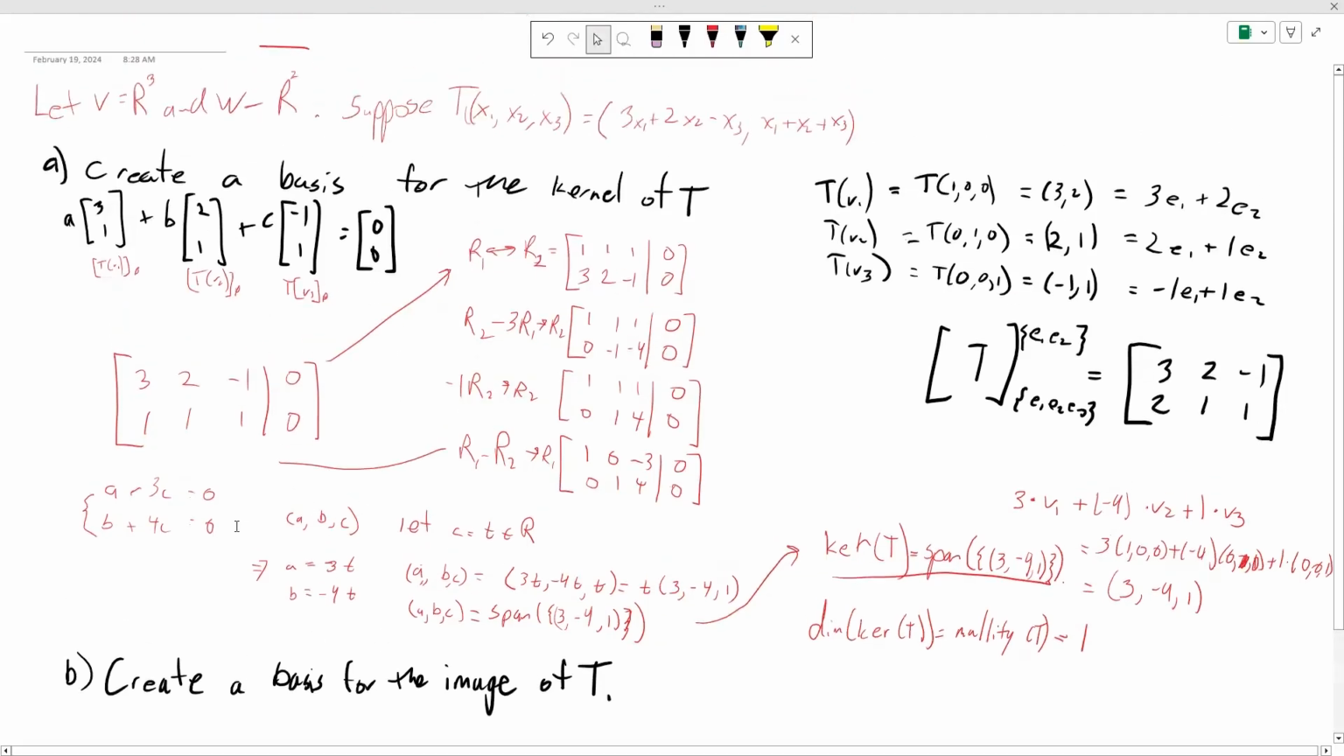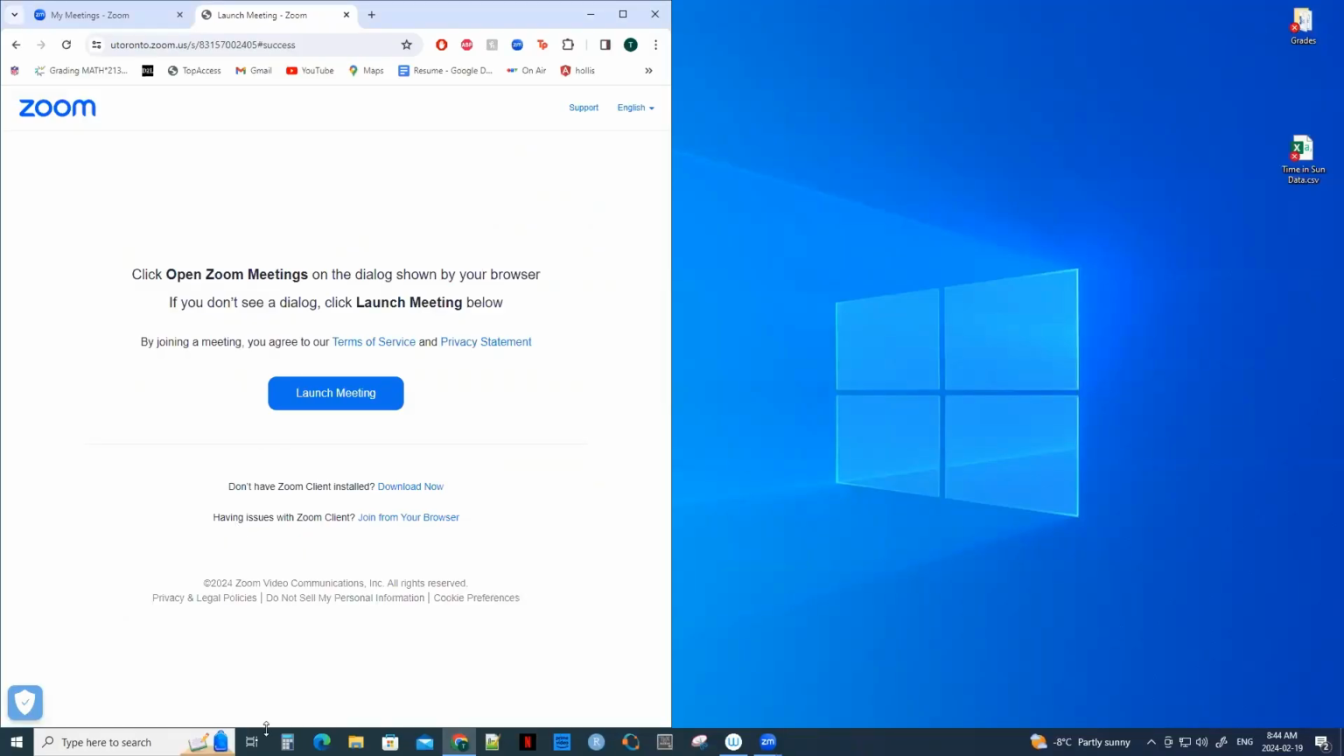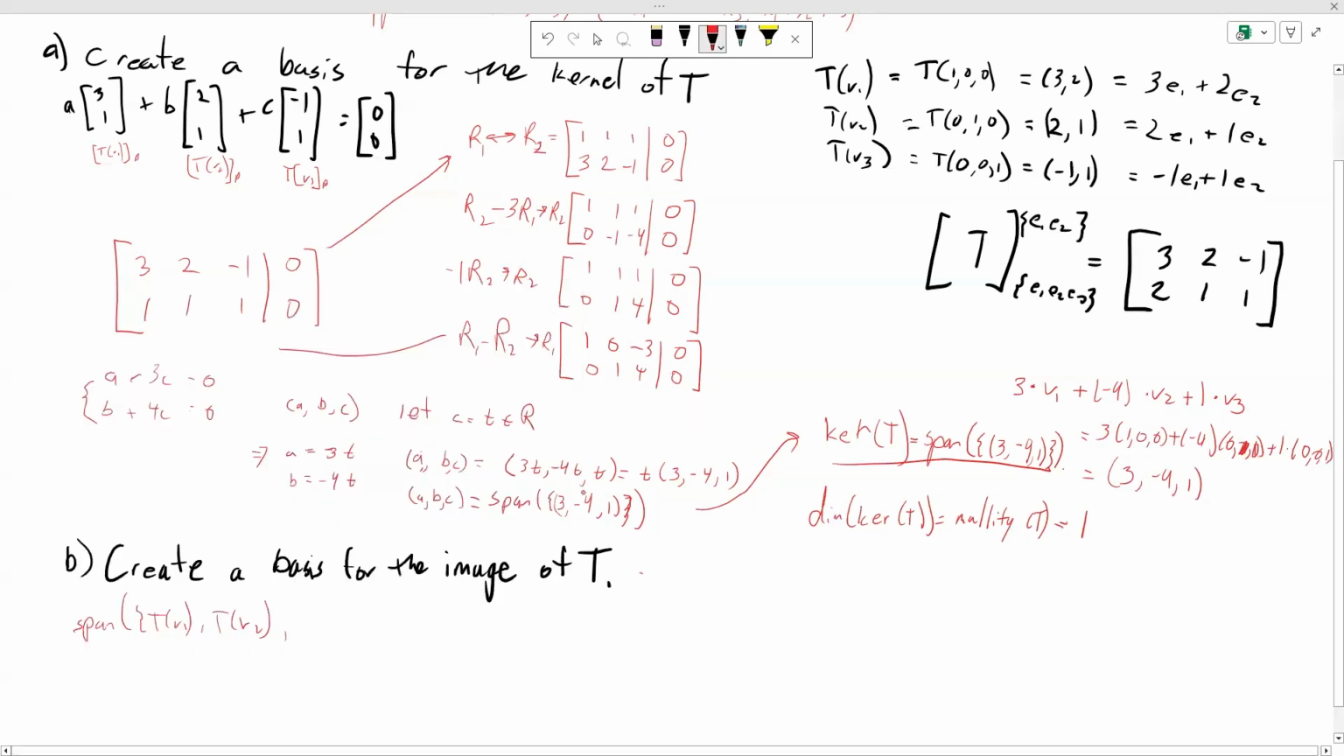Now, to create a basis for the image of T, what we want to look at is the span of the set T v1, T v2, T v3. Now, this span, we want to create a basis for this span. So we want to look at everything this set spans and remove any redundant vectors.